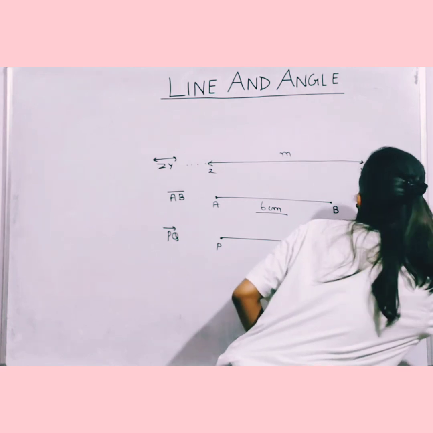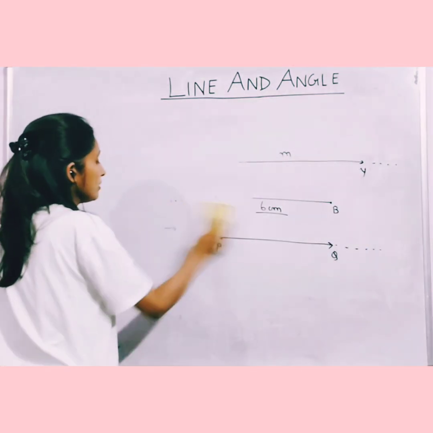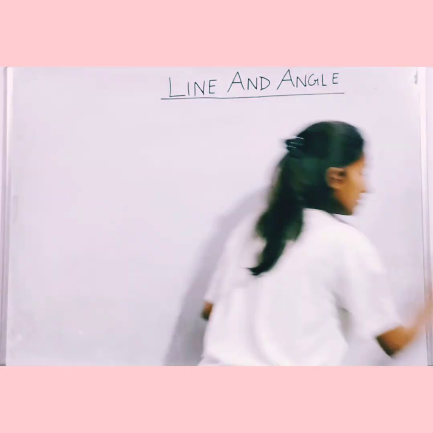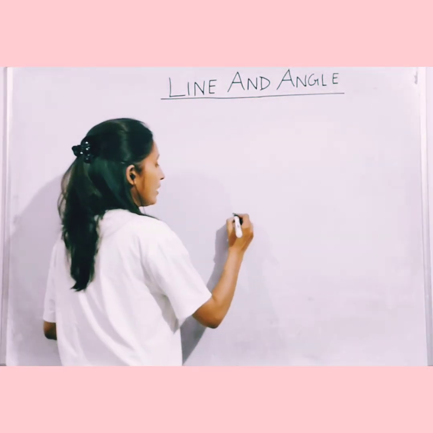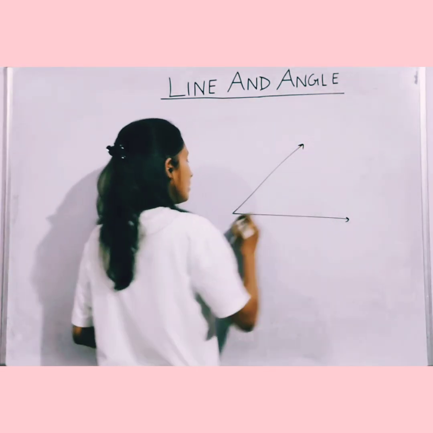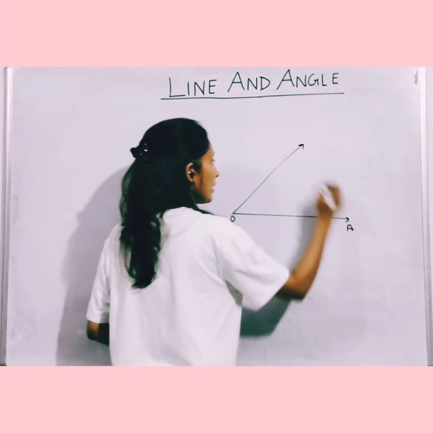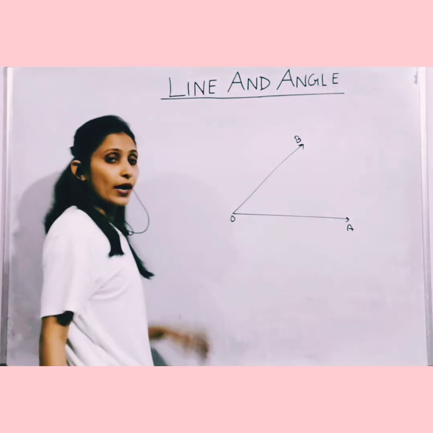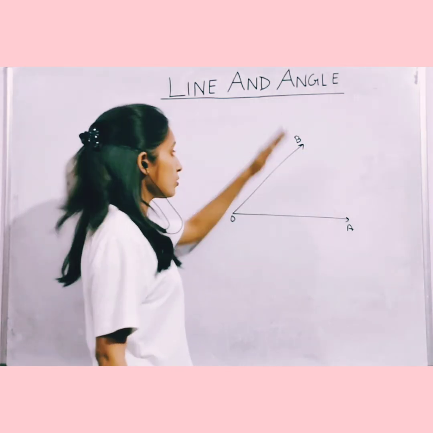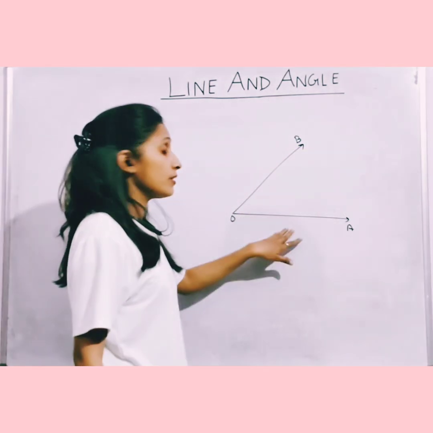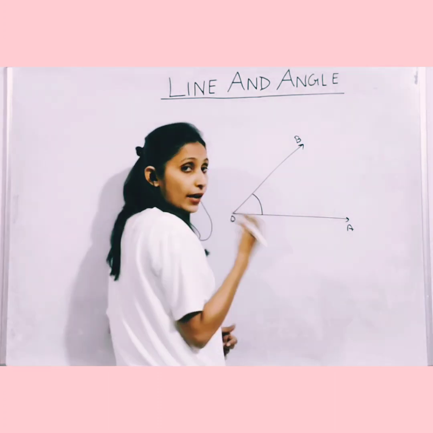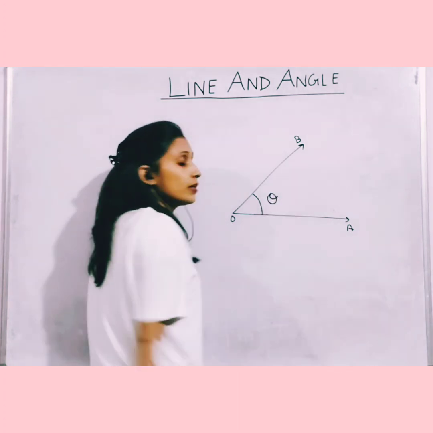Right. So now we will discuss angle in detail. Suppose I have one ray like this and another ray like this. Let's name them OA and this is our B. So I have one ray that is OA and another ray that is OB. What we have between these rays is nothing but our angle. So this is our angle, and angle is generally represented by theta.